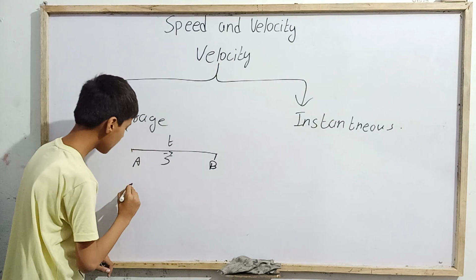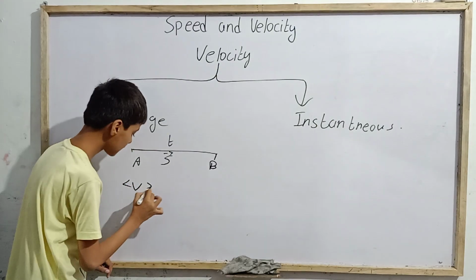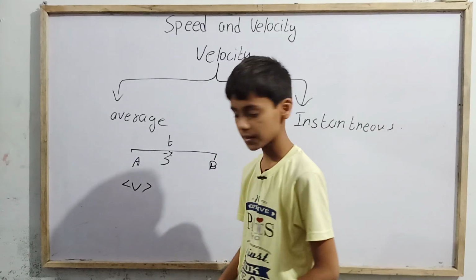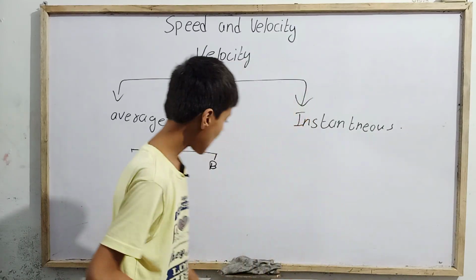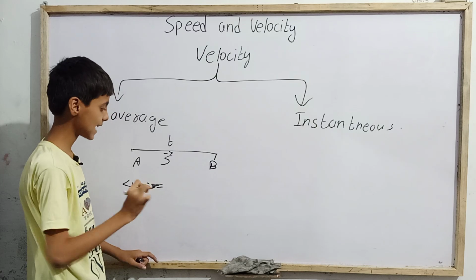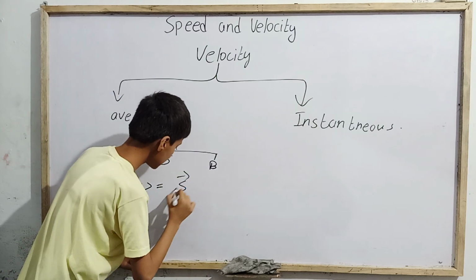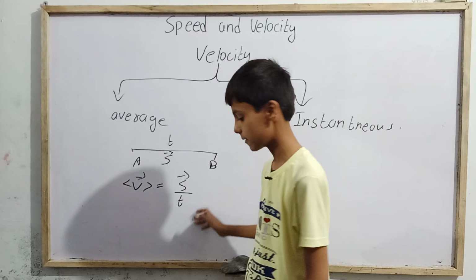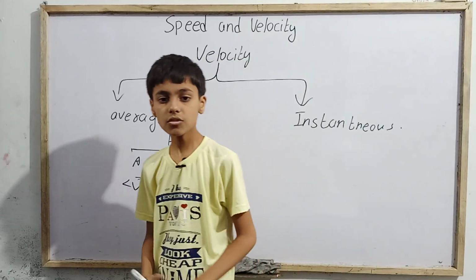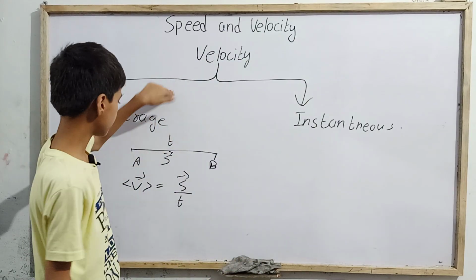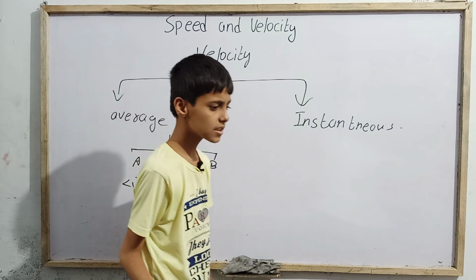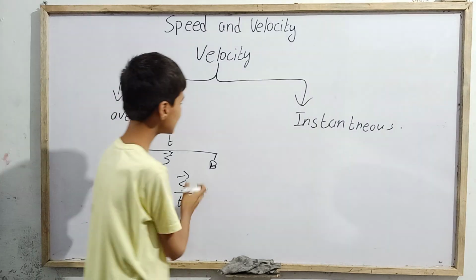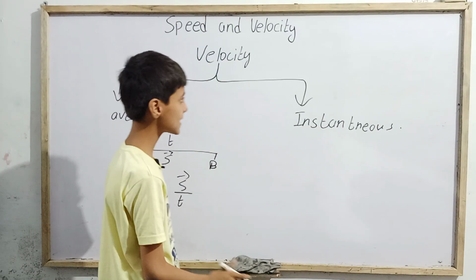We can write average velocity in this form. This will represent the average velocity. So I can write my average velocity as vector S divided by T. Average velocity is equal to vector S divided by T. So what is the difference between the average velocity and velocity? Why have we specified average velocity here? It is the same, of course, but it is not the same.